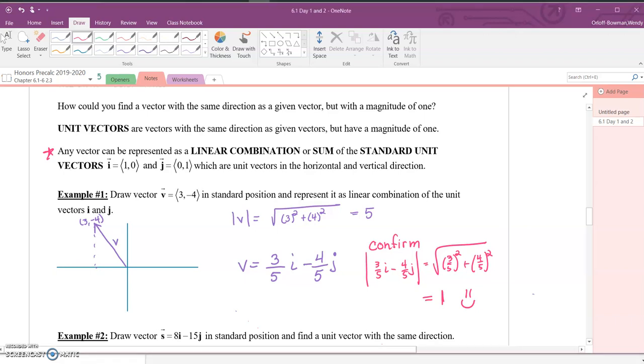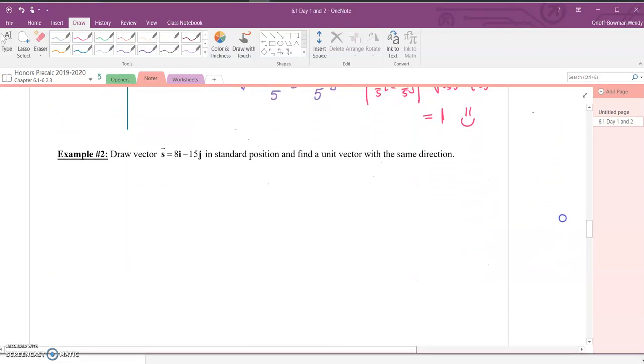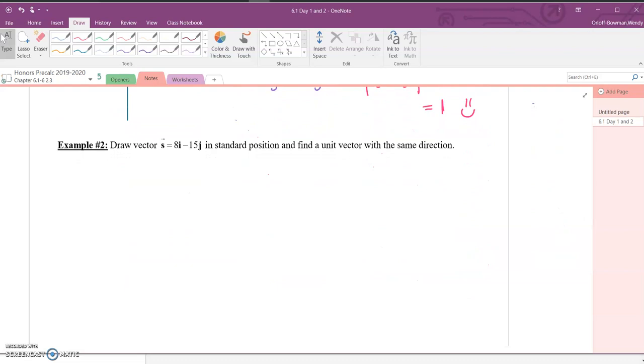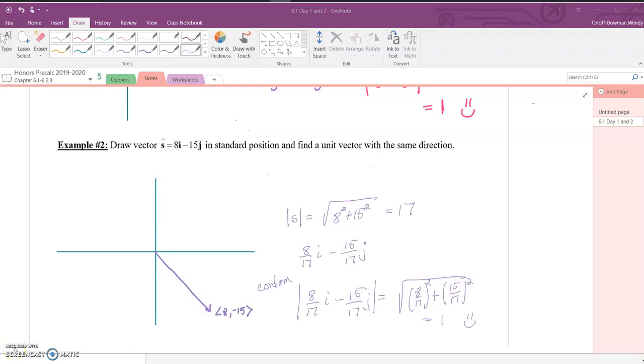We are now going to move on to example 2. We're going to draw the vector S, which is 8i minus 15j, in standard position and find the unit vector with the same direction. I'm going to have you complete this all on your own, so please pause the video here in a moment, and then come back and check with my answer. So that concludes our lesson for today. Confirm that you have your answer right. I will be available for questions.